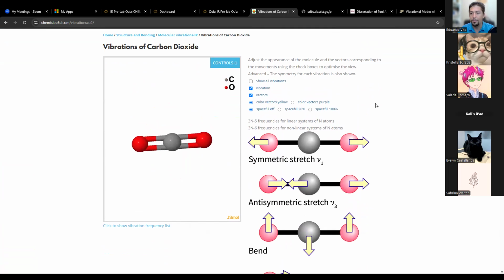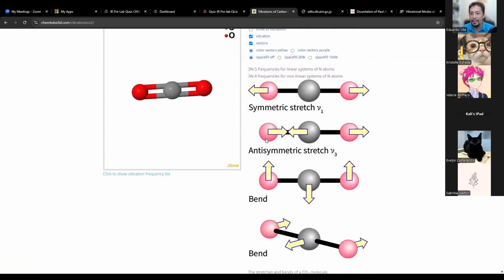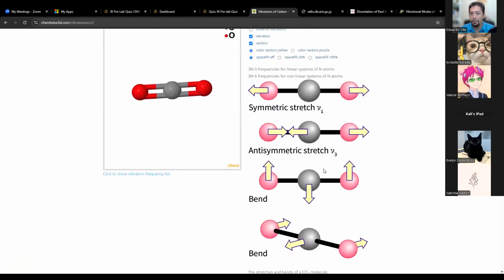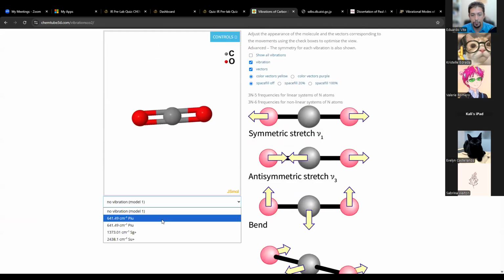So anyway, if you see the diagrams on the right, you see there's a symmetric stretch, anti-symmetric stretch, a bend, and a bend, right? So this is telling me there's going to be four vibrations, and maybe some of them are active, and maybe some of them are not active. Let's find out. So you're going to go down here. It says click to show vibration frequency list. Right here, you see the molecule has no vibration. Well, look, it says there's 1, 2, 3, 4 vibrations. Let's start with the lowest vibration.